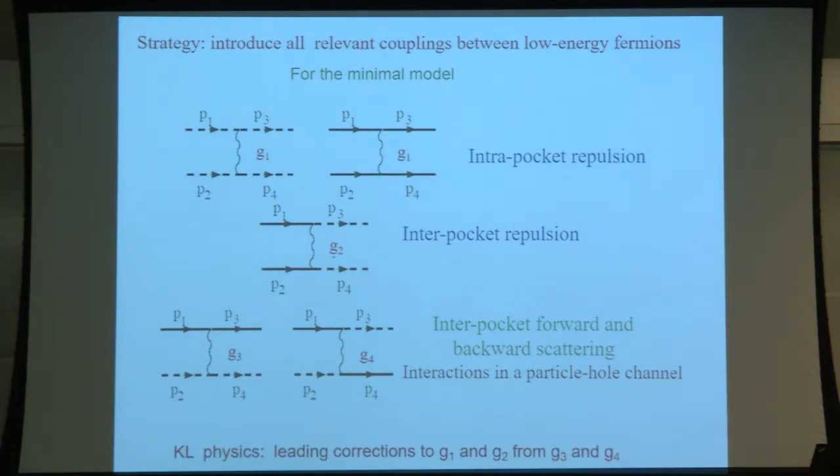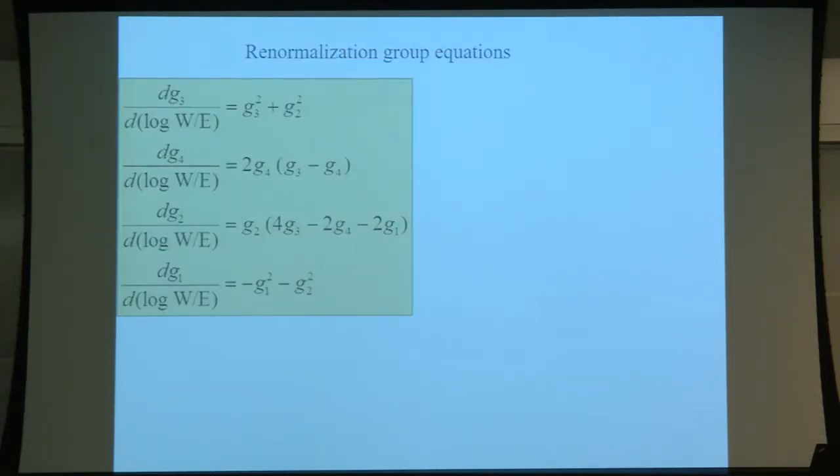What's Kohn-Luttinger physics? You take these and see how they renormalize the interaction. To first order, how they renormalize pairing interactions. This is what's going on. Now, I will not show you how to derive this. These are differential equations equivalent to summing up all possible logarithms in all channels. And it's called the parquet renormalization group.